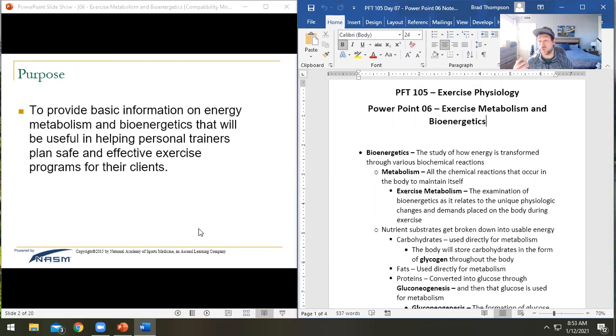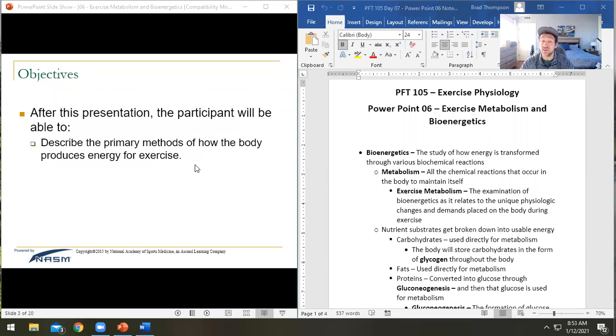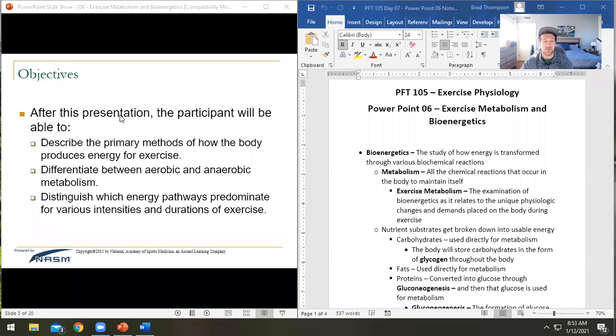And so you need your workout to look a certain way if you want your body to function a certain way. So that's a big part of what we're talking about today. Our objectives after this presentation are to be able to describe our primary methods for how we actually produce energy, and differentiate between the different energy systems. So we do want to know very clearly what is aerobic versus very anaerobic.